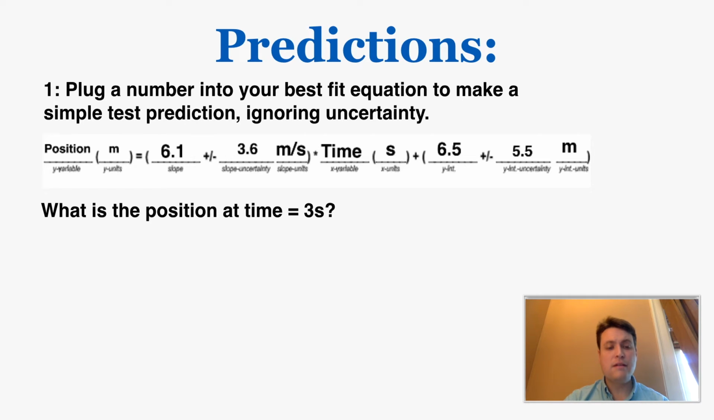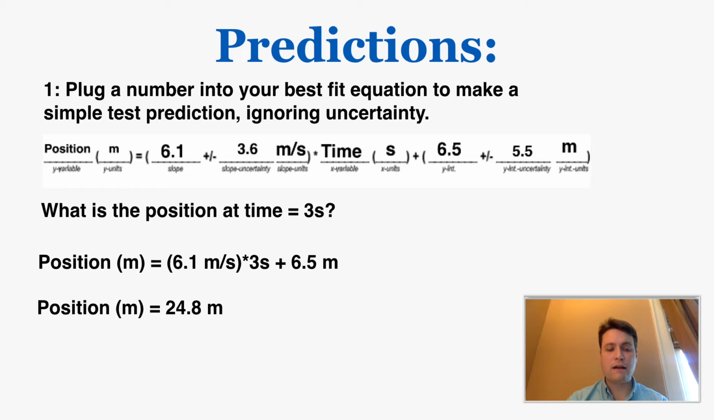So when I plug that in, this is what the equation looks like. And when I carry that out, I get that the position should be equal to 24.8 meters. So after 3 seconds pass, that should be the position. That's what this average best fit equation is predicting about the world. So step 1 is super easy. You just ignore the uncertainties and plug things in.